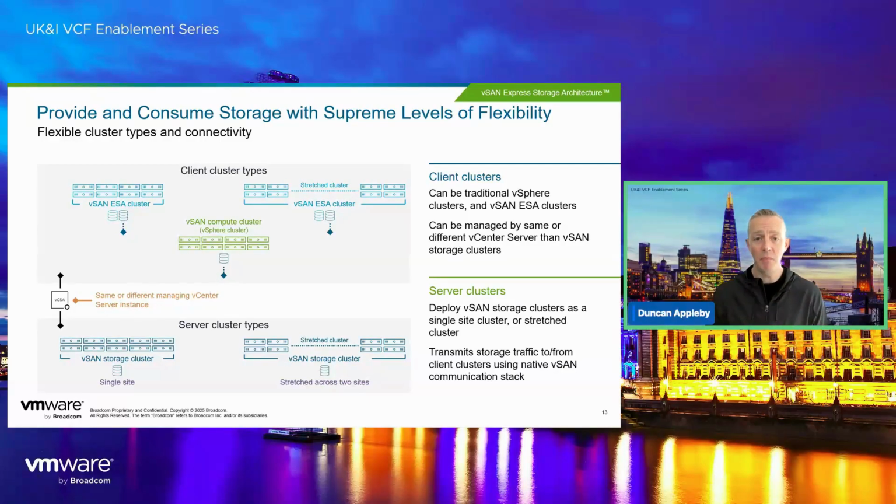From the lower half of the diagram, what can we do from a vSAN ESA perspective? Two different architectures as well, stretched and non-stretched. What I'm really trying to get across here is there's a huge amount of flexibility in both the source and the destination when it comes to vSAN and vSAN storage. On the left-hand side, you'll see a note saying same or different vCenter Server instance. So the client and server clusters I've just listed here could be managed independently by completely different vCenters. They could be in the same workload domain or across different workload domains in VCF. So we really can present that storage to the needs of the workloads and the clusters that we've architected.